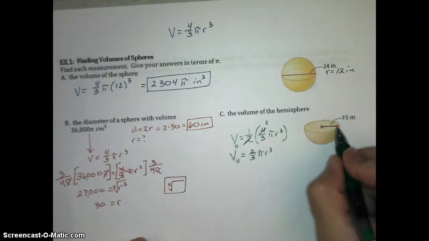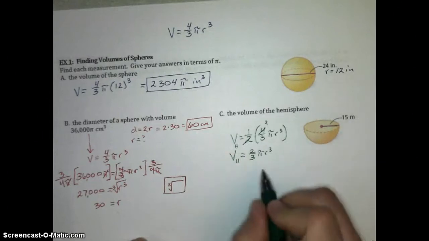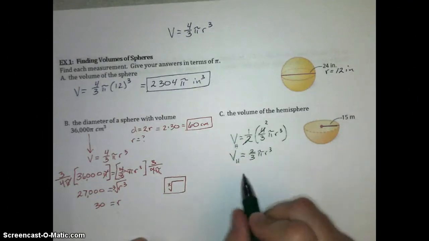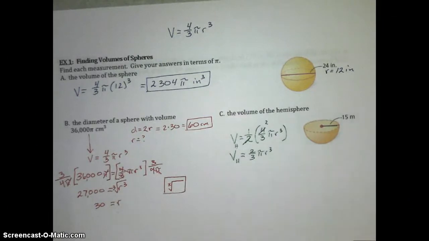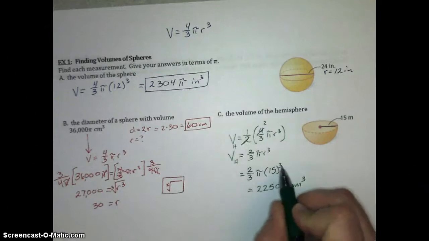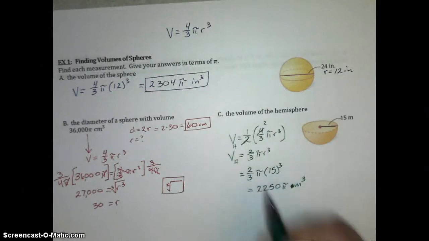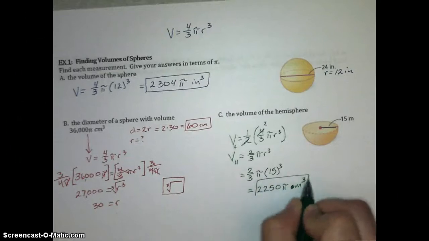So you were given the radius is 15, so why don't you go ahead and plug that in, find your volume in cubic meters, and then check your answer. Pause the video if you need more time. All right, this is what we should get. When we take 15 cubed times 2/3 pi, we get 2,250 pi cubic meters.